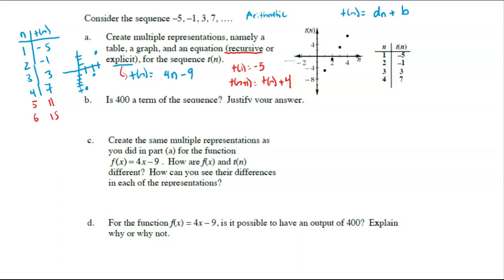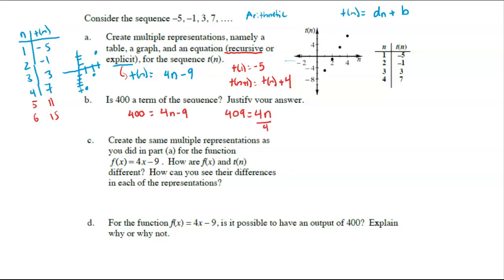So what else can I do? I want to know, is 400 going to be an output? So all I'm going to do is set 400 equal to 4n minus 9. I'm going to set it equal to my explicit equation, and then we're going to solve. So I'll add 9 to both sides, and I'll get 409 is equal to 4n.